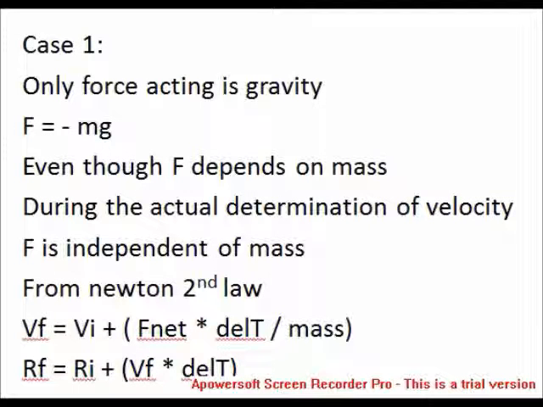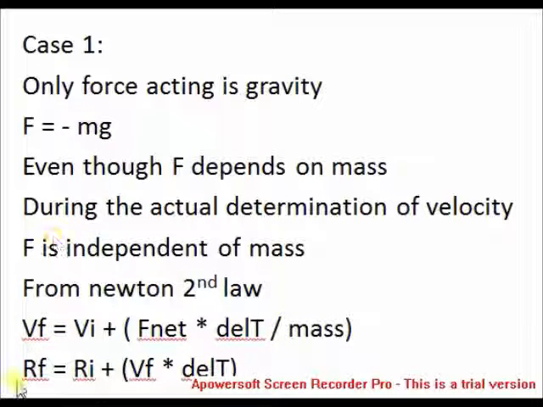This is the experimental model, and this is the case 1 for building the computational model. The only force acting is assumed to be gravity. F is equal to minus mg. M is the mass. Even though the F depends on mass, during actual determination of velocity, it is independent of the mass. Let me explain. From Newton's second law, final velocity is equal to initial velocity plus net force, which is the gravitational force, into delta t divided by mass. So this mass gets cancelled with the mass in the gravity force. So final velocity is independent of the mass.